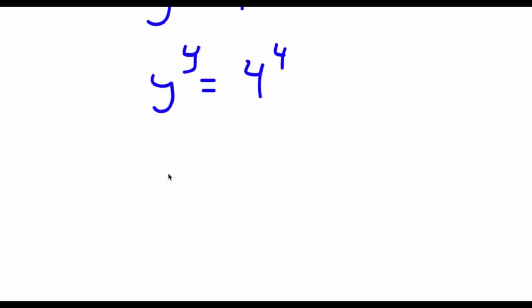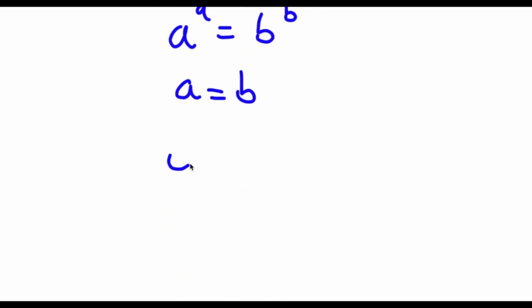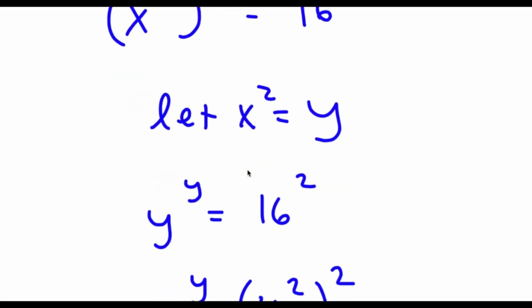Now, if I have something in the form a to the power of a is equal to b to the power of b, then this means that a is equal to b. So in this case, y is equal to 4. However, remember, we're solving for the value of x.